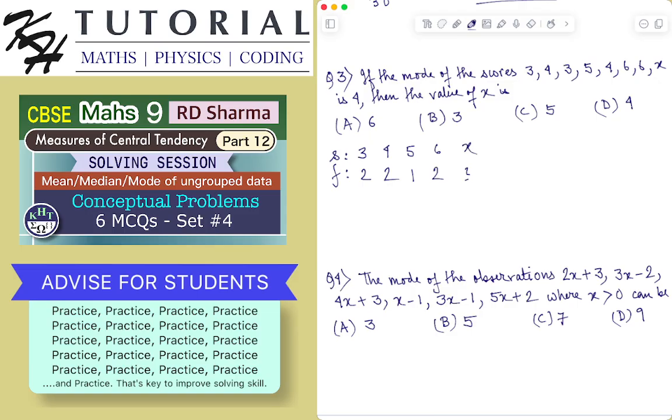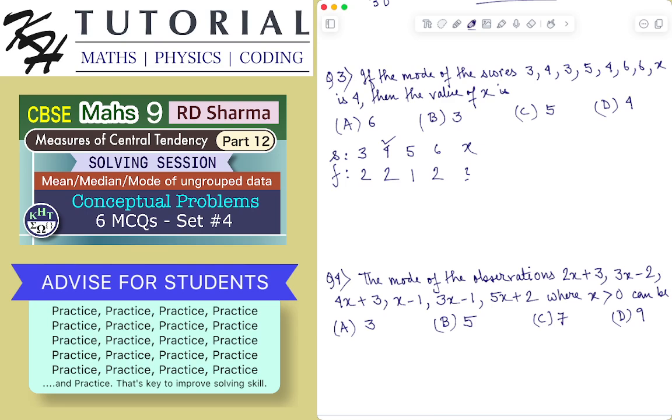x could be any value, but it is given that the mode is 4. Now this is common sense based on the fundamental concept of mode. The value of x surely cannot be 3 or 6, because if it becomes 3, then the frequency of 3 becomes 3, and the mode will be 3. The value of x cannot be 6, because if the value of x is 6, then the frequency of 6 will be 3 and the mode will become 6.